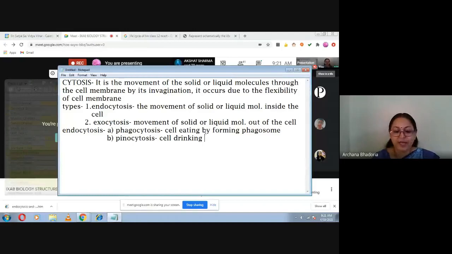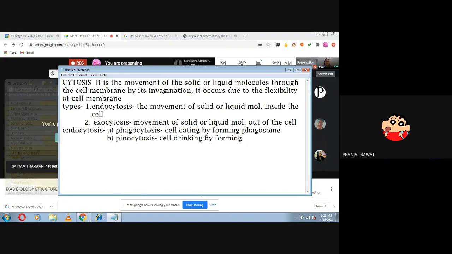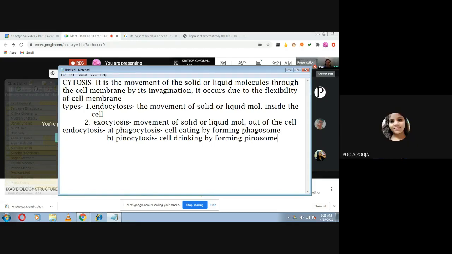And the other one, by forming what? Can anyone tell what it will be now? Pinosomes. We call it a pinosome. Is it clear? So the vacuole that forms in the case of pinocytosis, what will you call it? Pinosome.